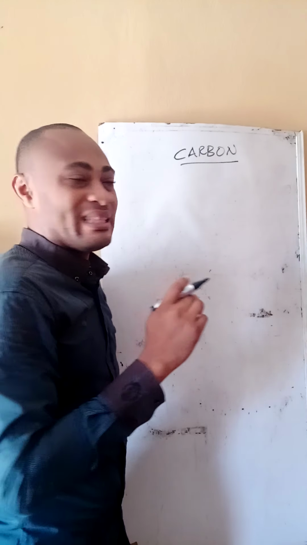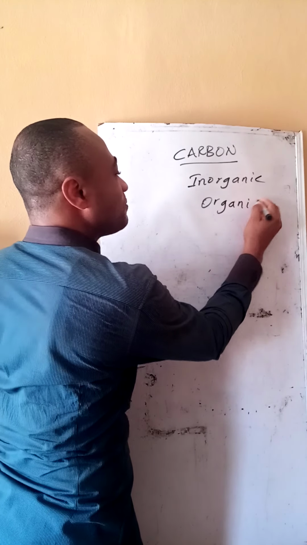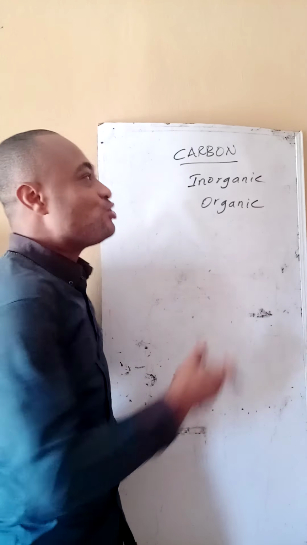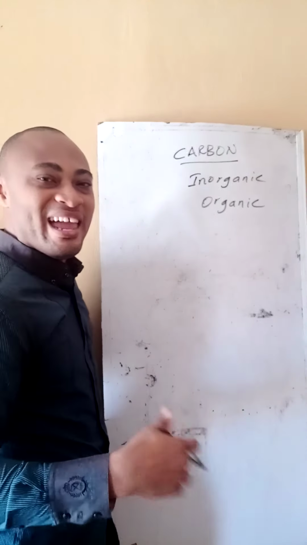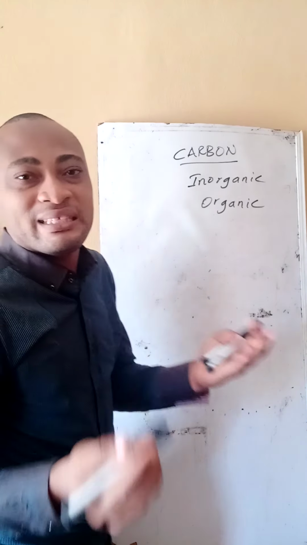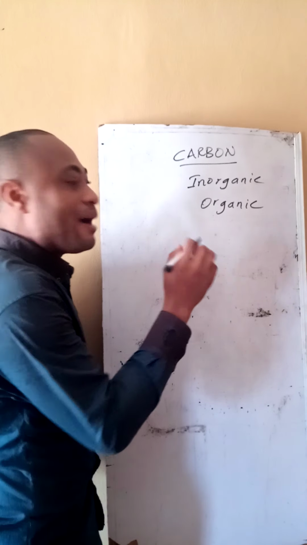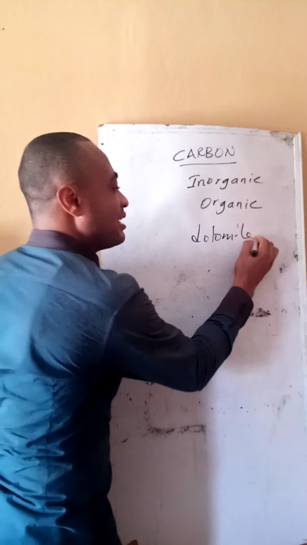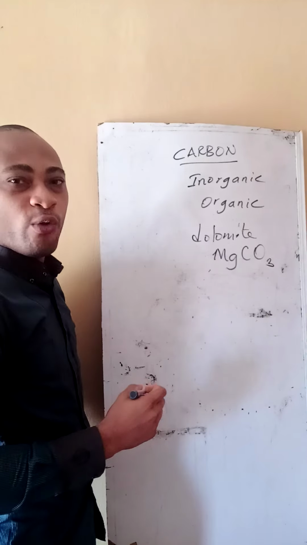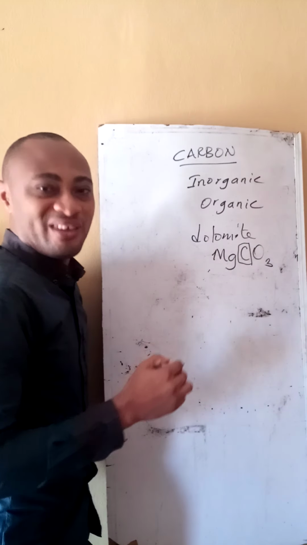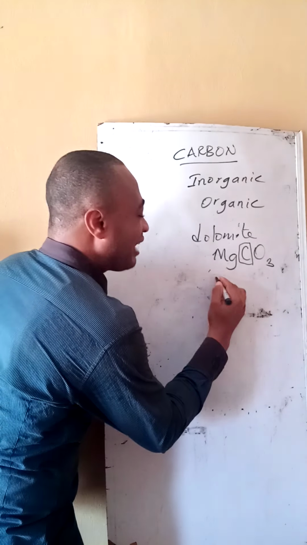Carbon is so important that in inorganic and organic compounds, you see carbon as a major element. Carbon, I said, can exist in elemental form, or you can see it in combination with other compounds in its natural state. For example, I mentioned dolomite, magnesium trioxocarbonate(IV), MgCO3. What did you see as the central atom? Carbon here, very important.